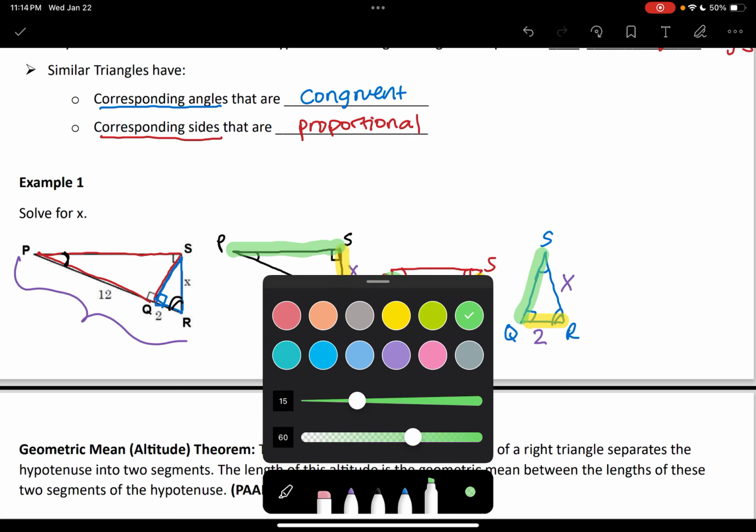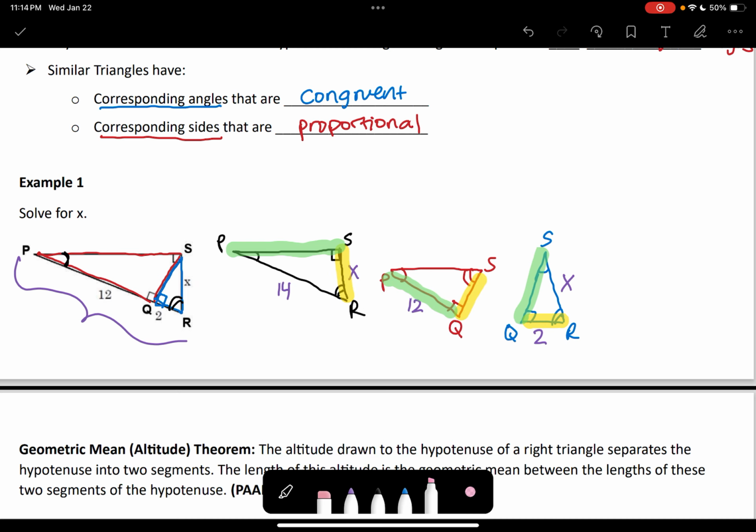And then lastly, we're going to look at our corresponding hypotenuse. So my hypotenuse here in pink, hypotenuse here in pink, hypotenuse here in pink. So the idea here essentially is going to be this. I want to set up a proportion to solve for X.